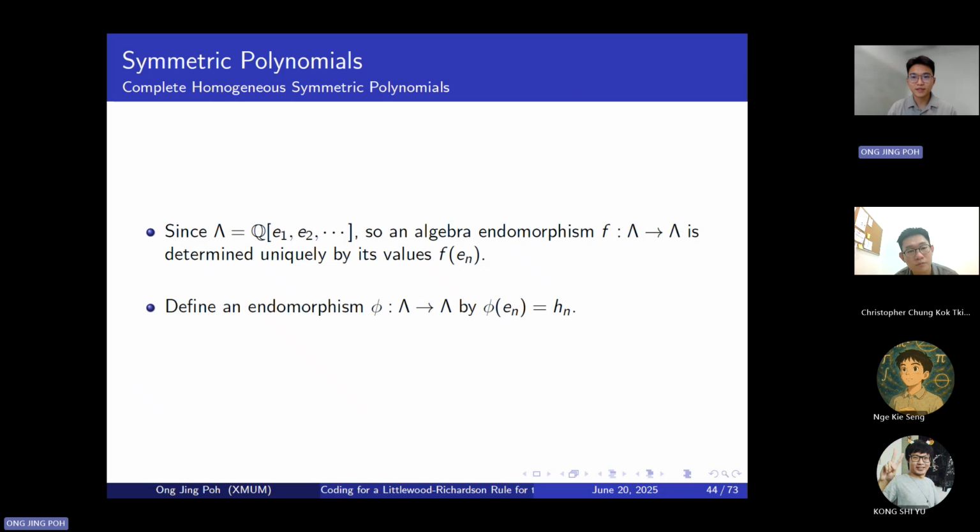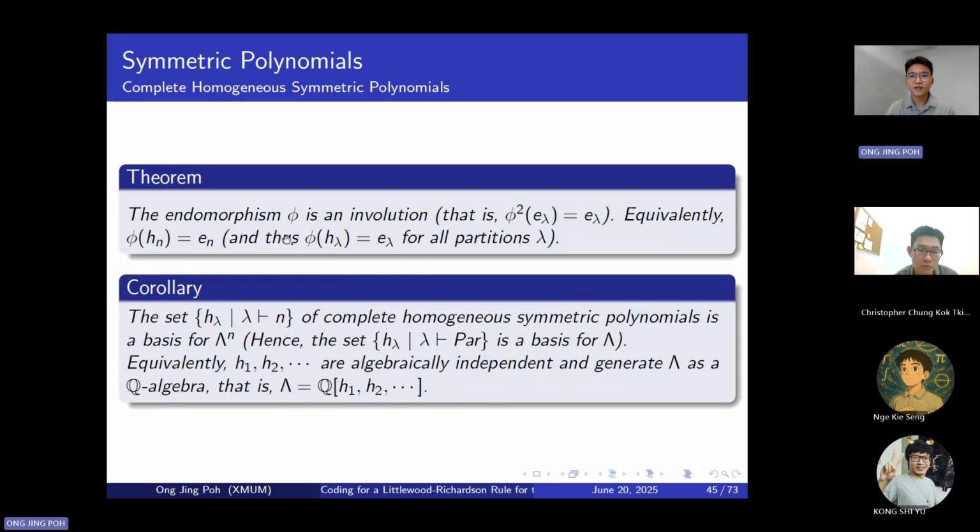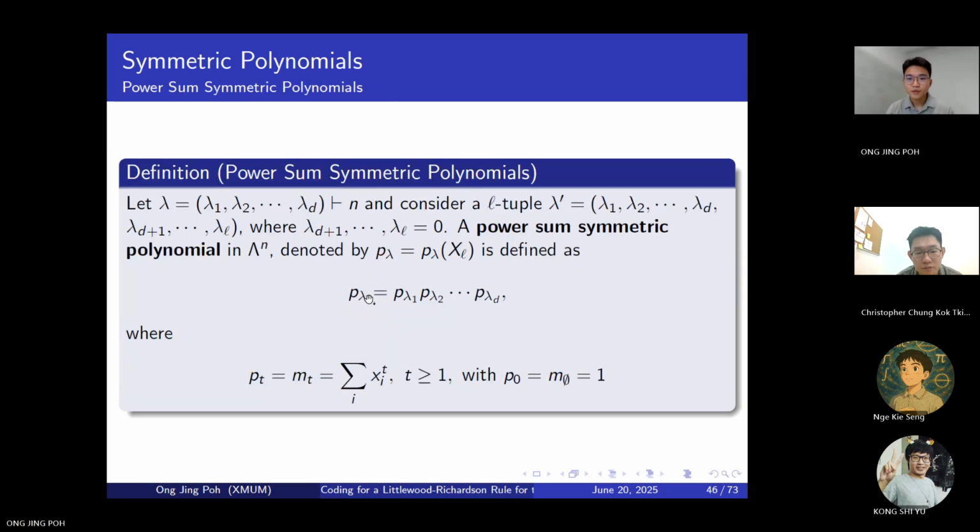So we can define an endomorphism phi by extending E n to H n, and we have phi of E lambda equal to H lambda for all partitions lambda, since phi preserves multiplication. And then the theorem says that phi is an involution, so phi inverse equals phi, which implies that phi is invertible and hence is an automorphism of lambda. Therefore, the corollary below states that the set of complete homogeneous symmetric polynomials is a basis for lambda, and it follows from this theorem and the corollary before.